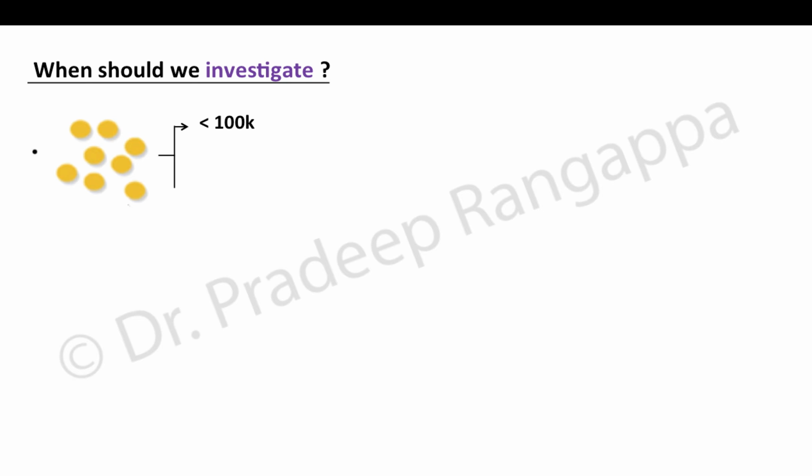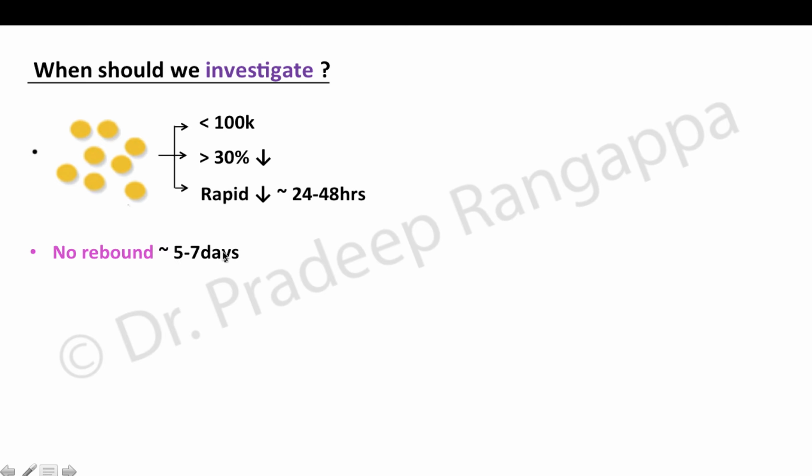So when should we investigate patients with thrombocytopenia? Anyone who has platelets less than 100,000, or more than 30% drop in platelets, you should think of investigating this group, or a rapid drop in platelets in 24 to 48 hours. I think these are the conditions which mandate investigation of the thrombocytopenia, or where platelets drop but there is no recovery in 5 to 7 days.